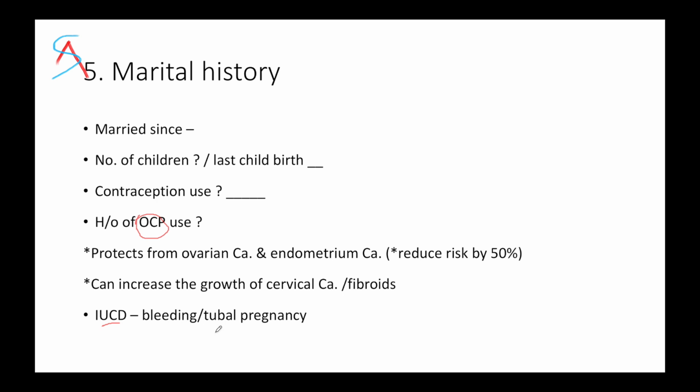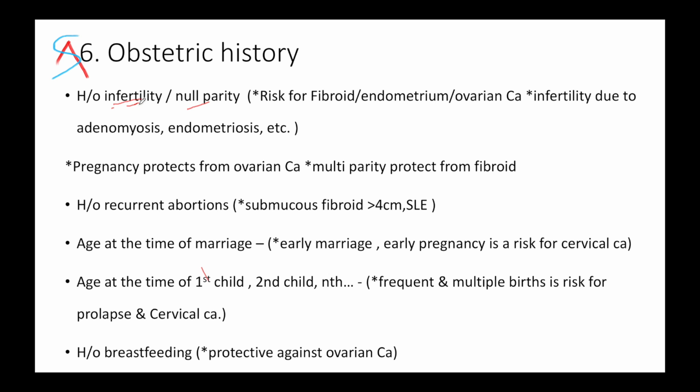If there is failure of IUCD, it can result in tubal or ectopic pregnancy. If the patient gives history of infertility and she has undergone some assisted reproductive technique, then there could be higher chances of ovarian carcinoma, because drugs used for ovulation can result in minor ovarian trauma, which can result in ovarian carcinoma. Nulliparity is a risk factor for fibroid, endometrial, and ovarian carcinoma. Pregnancy is said to be protective against ovarian carcinoma, and multiparity is protective against fibroid.